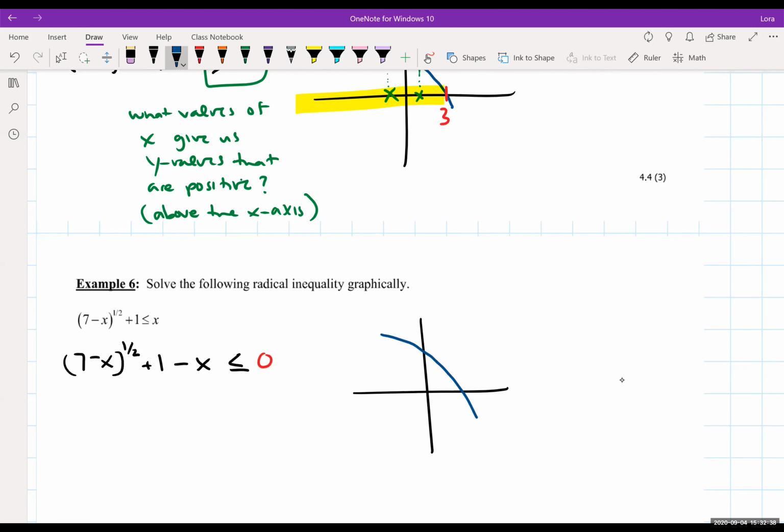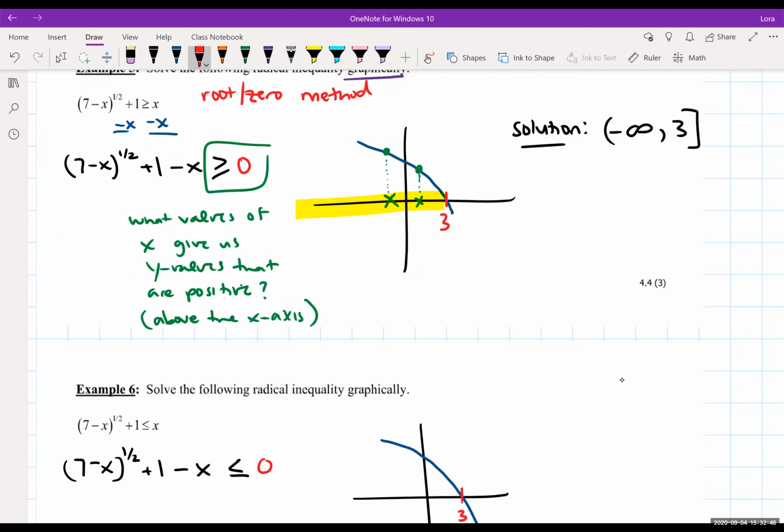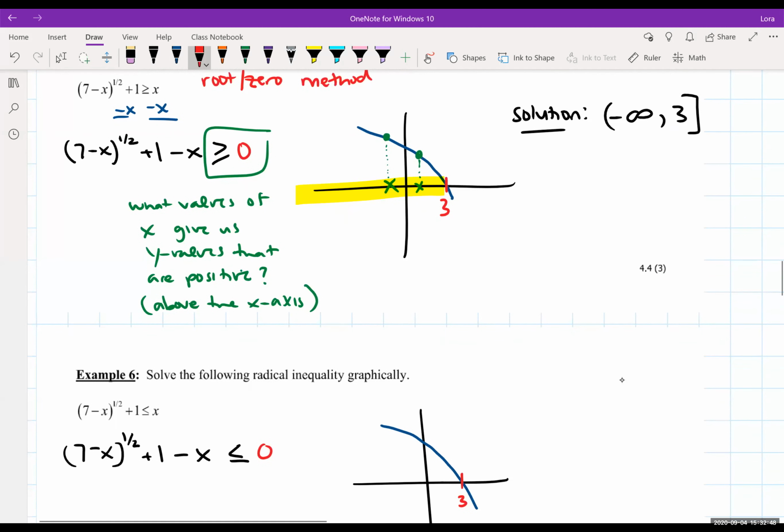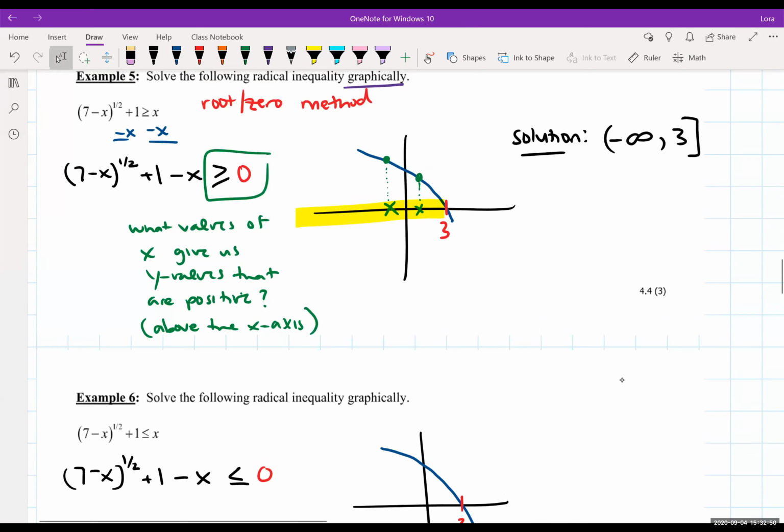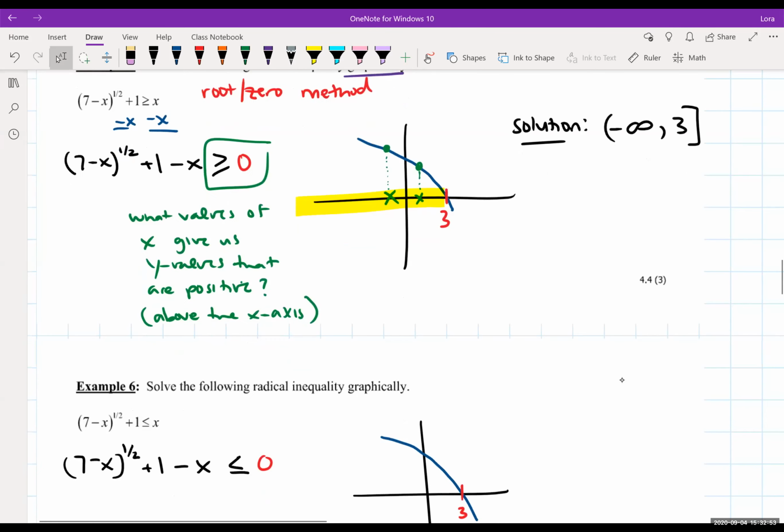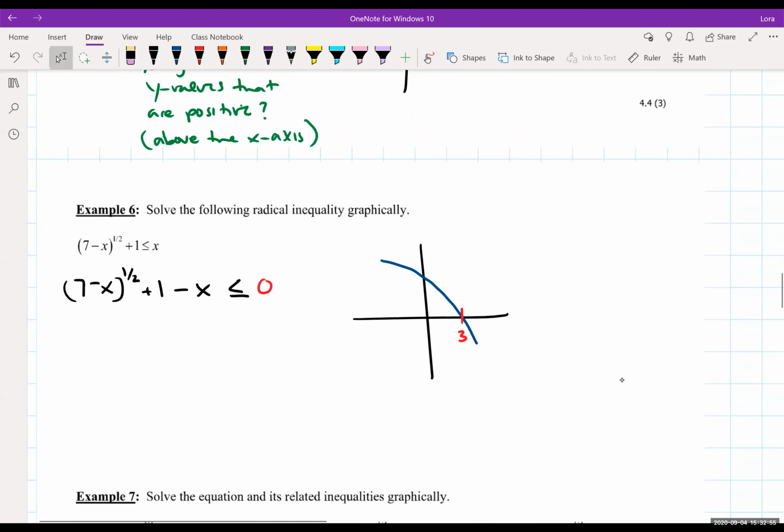So we have our graph. We do understand that the boundary point is 3. And you're probably already understanding, with your experience of solving with your TI, you're guessing it's got to be the other side of 3. So it's just the opposite of the example 5. There is a slight catch.